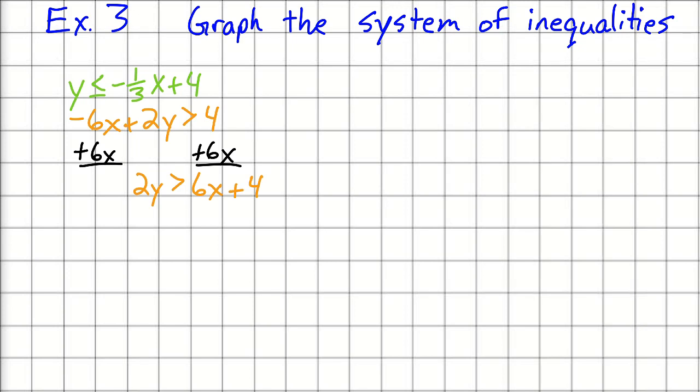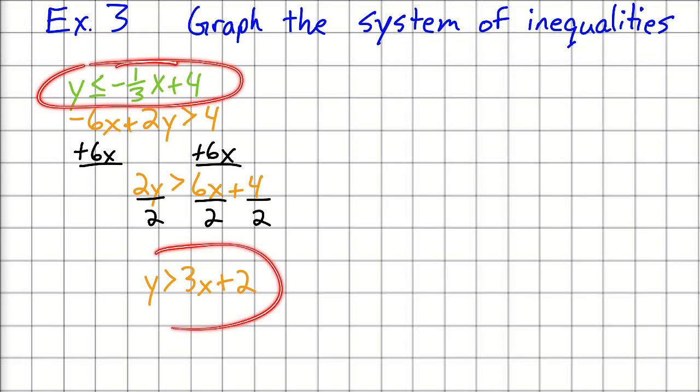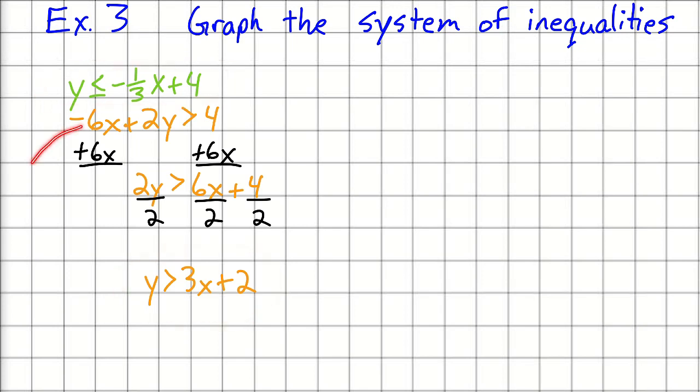And y is still not by itself. We need to divide by 2. So I divide each term by 2, and I get y is greater than 3x, because 6x divided by 2 is 3x, plus 2. So there is my second inequality. I'm going to use this one and this one because I just took that original inequality and converted it into a different form that I can graph more easily.